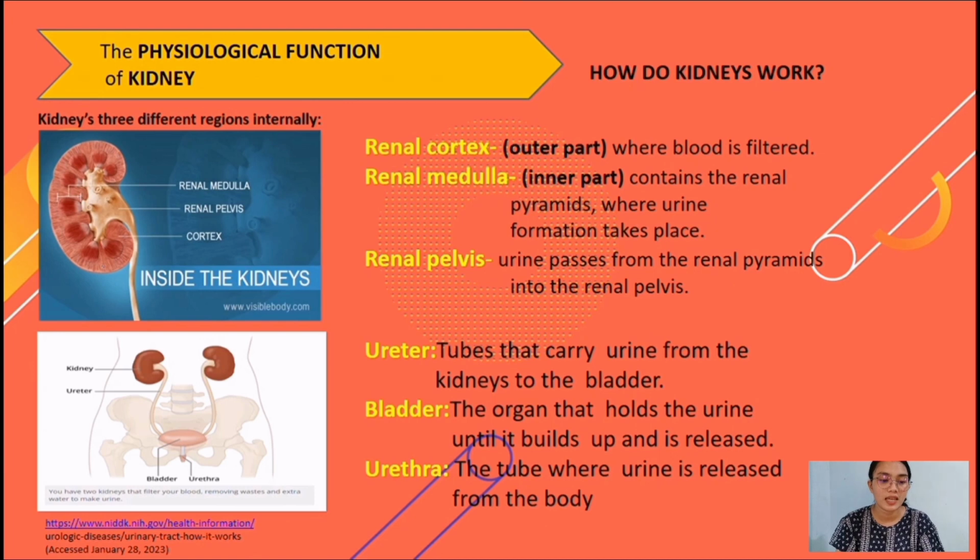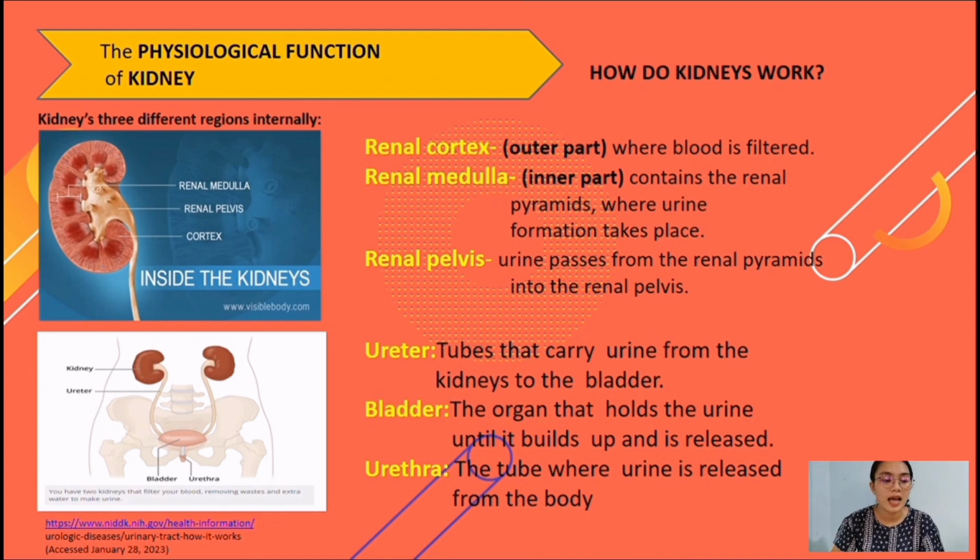So the cortex is the outer part of our kidney, slightly light red, where the function is that the blood is filtered. The renal medulla is the inner part of our kidney that contains the collecting ducts which carry filtrate, or what we call the filtered substances, which then go to the pelvis. So the renal pelvis functions as a funnel for urine flowing to the ureter.